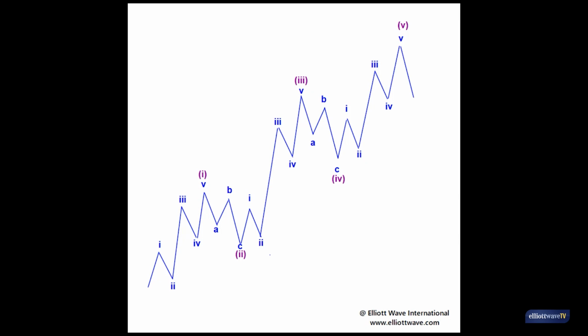Those rules are: wave 2 can never retrace more than 100% of wave 1. Wave 3 must never be the shortest wave between waves 1, 3 and 5. And wave 4 must not overlap with wave 1. While those rules may seem simple enough, I've lost count of the number of times I have seen one or more of those rules broken. If you're going to apply the Elliott wave principle, it's important to adhere to the rules and guidelines.